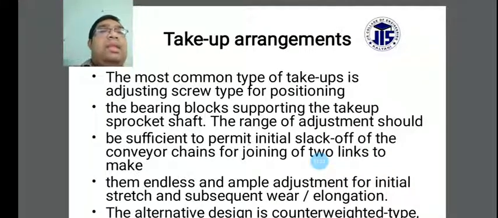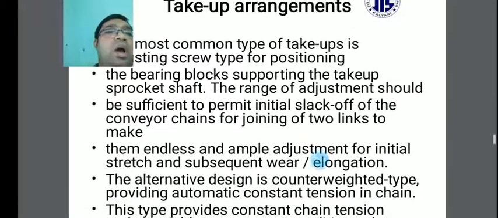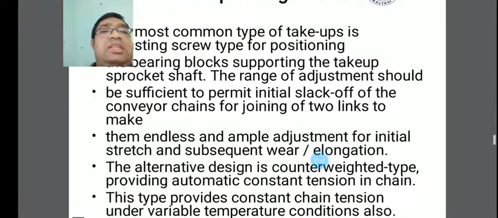To make them endless, and ample adjustment for initial stress will be required during the stressing, and also the subsequent wear elongation will be required during the endless joining, and the ample adjustment for initial stress and subsequent wear elongations will also be there.